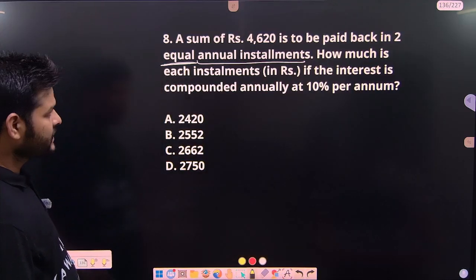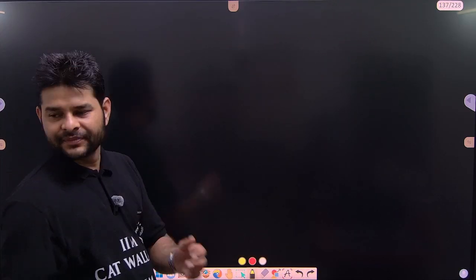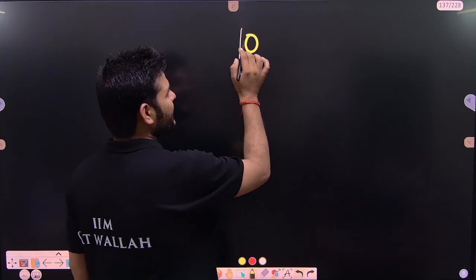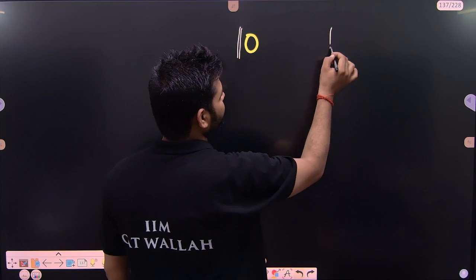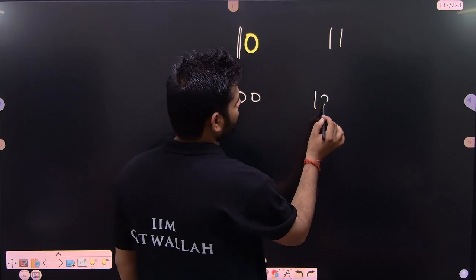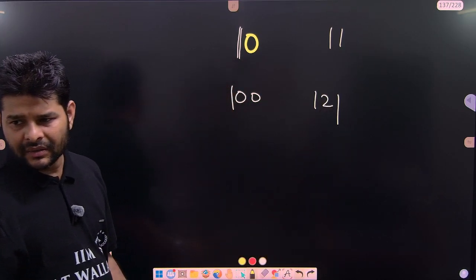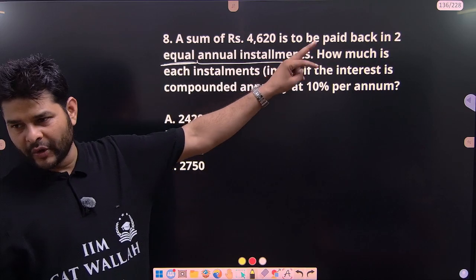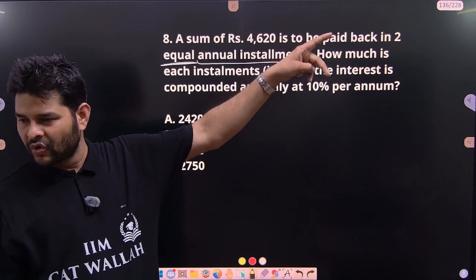On the next slide we will discuss. 10% means 1 by 10. So first year if principal is 10, it will become 11, and next year will become 121, but all the installments are equal, and we have to pay this amount in two equal installments. So we need not go for the three.